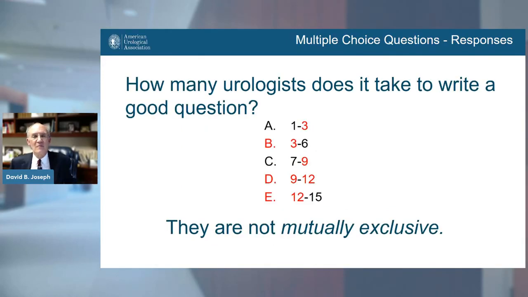And finally, how many urologists does it take to write a good question? Obvious overlap here. If it was 3, you'd have a correct response with A and B. 9 would be C and D. And if it were 12, D and E. So they are not mutually exclusive.